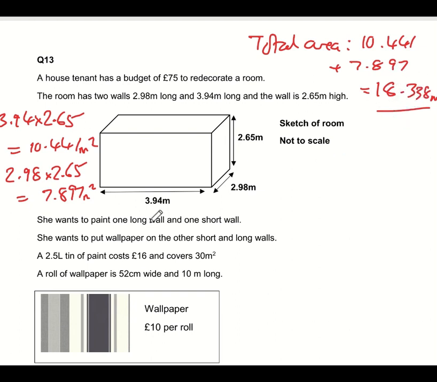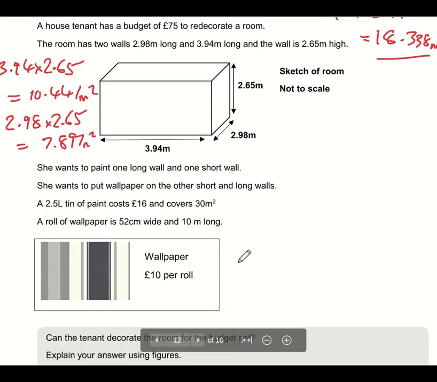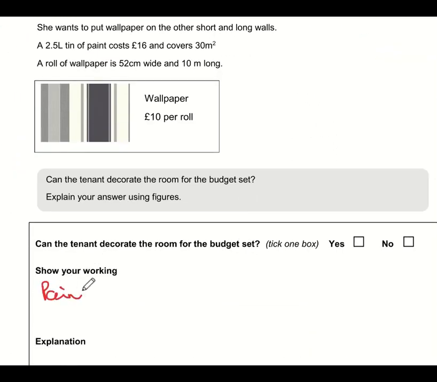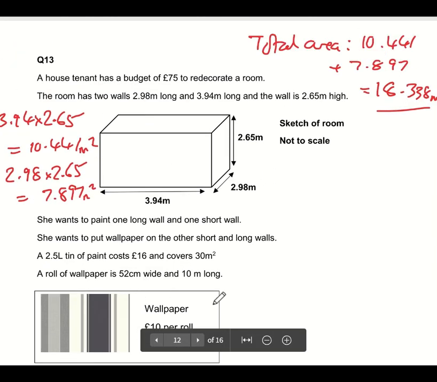Now for the painting, we've got more than adequate coverage. One 2.5 litre tin covers 30 square meters. We only need 18, so that's just one tin. So the paint, after all that, is just nice and easy. It's just one tin. So the paint is going to be £16 worth of paint. So the paint was never the problem, it's the wallpapering.